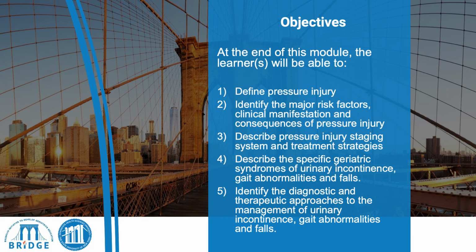So what are the objectives for this presentation? By the end of this module, all learners will be able to: 1. Define pressure injury. 2. Identify the major risk factors, clinical manifestations, and consequences of pressure injury. 3. Describe the pressure injury staging system and treatment strategies. 4. Describe the specific geriatric syndromes of urinary incontinence, gait abnormalities, and falls. And finally, the learner should be able to identify the diagnostic and therapeutic approaches to the management of urinary incontinence, gait abnormalities, and falls.